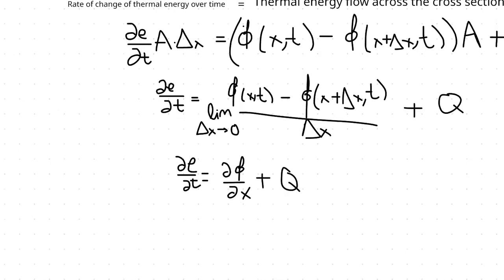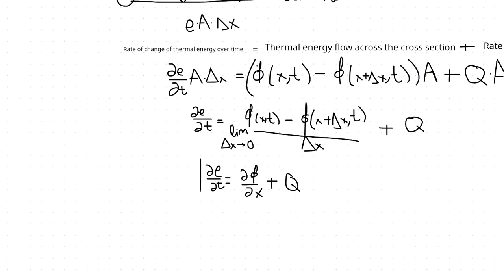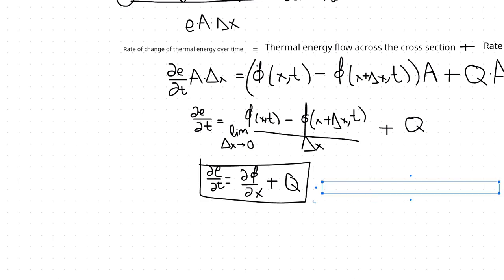And so this is called the conservation of thermal energy equation. It just says that the rate at which the thermal energy changes should be equal to the rate of change of thermal energy coming in and out, which is the flux, plus any source or sink of thermal energy from within. Okay.